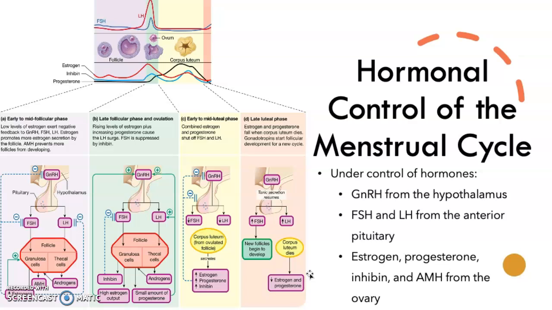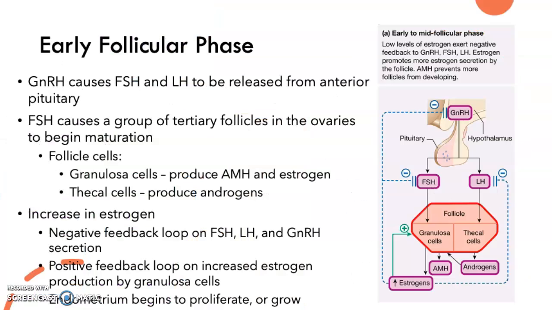And now let's get into the early follicular phase. During this phase, GnRH causes FSH and LH to be released from the anterior pituitary. And FSH causes a group of tertiary follicles in the ovaries to begin maturation. And over here, we can see GnRH from the hypothalamus stimulating the anterior pituitary, FSH and LH.